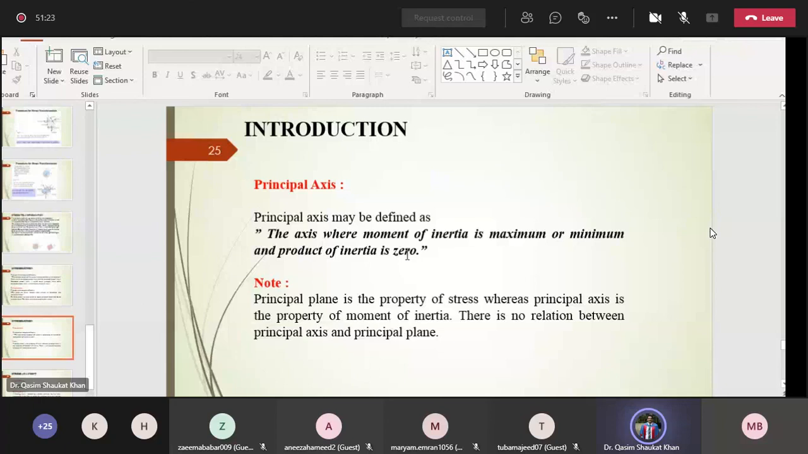Now another important point to understand is that the principal plane is the property of the stress, whereas the principal axis is the property of the moment of inertia. In general, there is no relationship between principal axis and principal plane. Is this point clear?